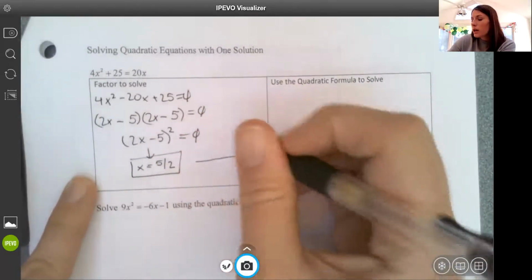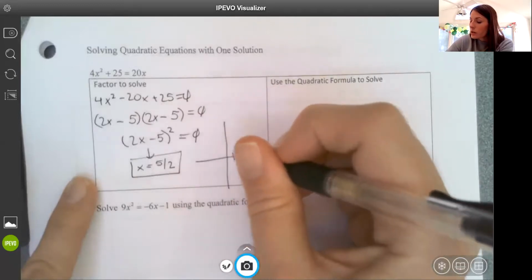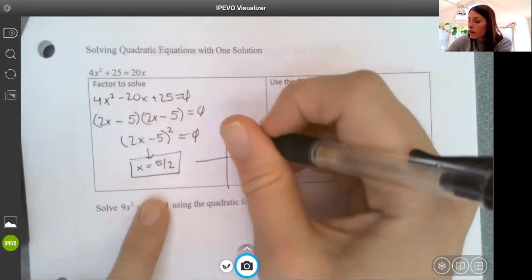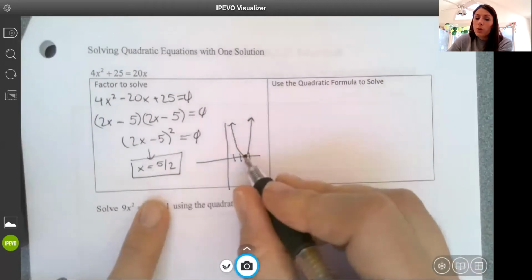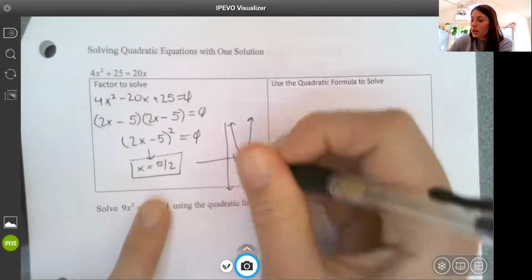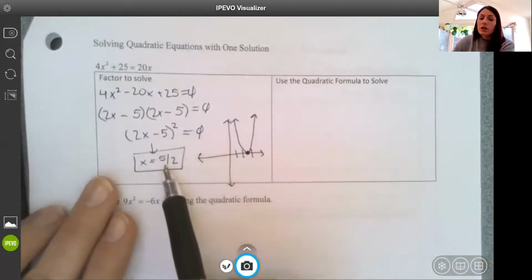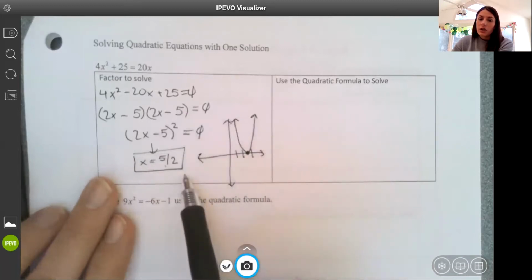And we talked about that that means on my graph, 5/2 is 2.5, at that point the quadratic would just hit at one point on the x-axis. It would look like that on my graph. Okay, so if I have just one solution, again, I've counted it twice, that's what it looks like when we're factoring.